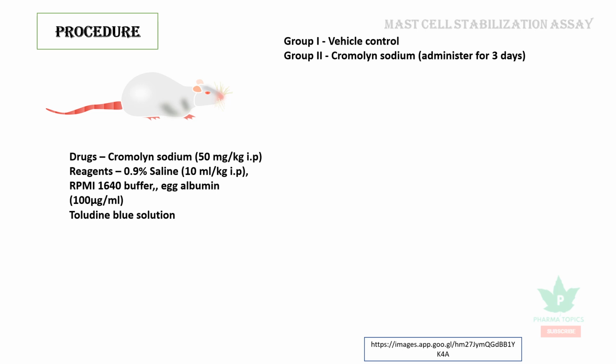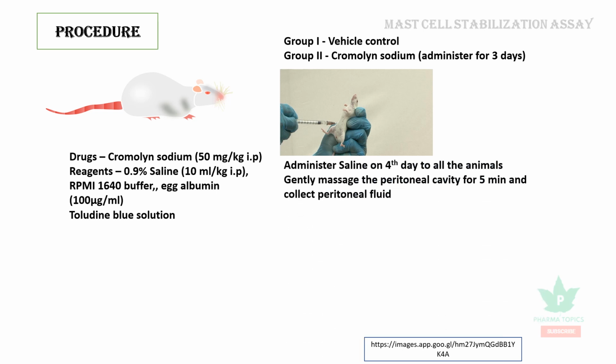Group 1 is vehicle control and group 2 is cromolyn sodium, which is administered continuously for 3 days. Then saline is administered to all the groups of animals on the fourth day. The peritoneal cavity is gently massaged for 5 minutes, and the peritoneal fluid is collected.